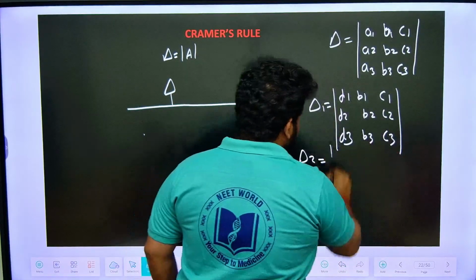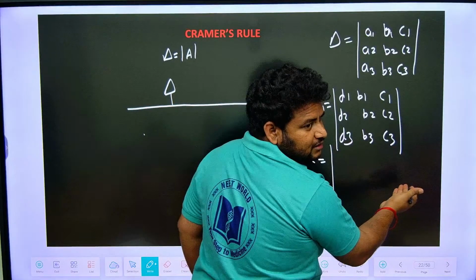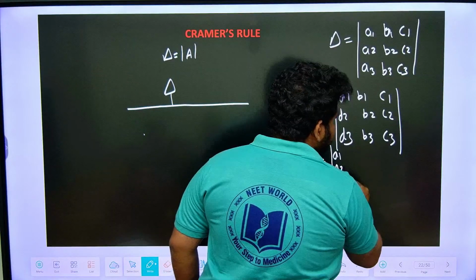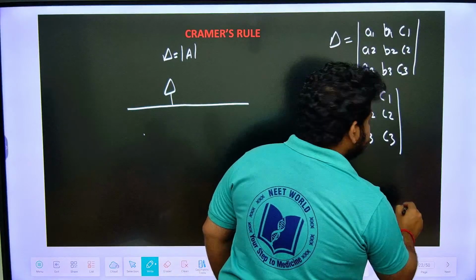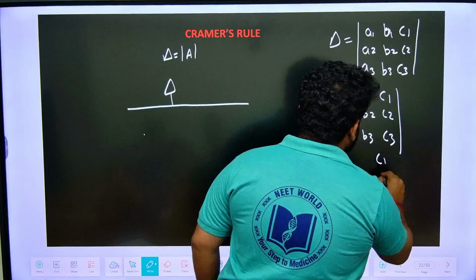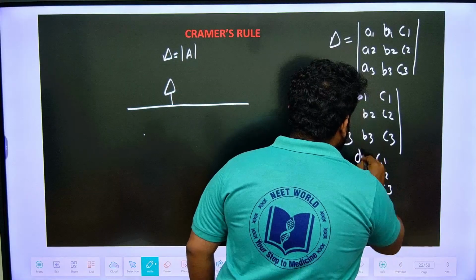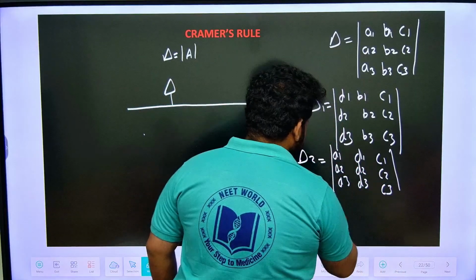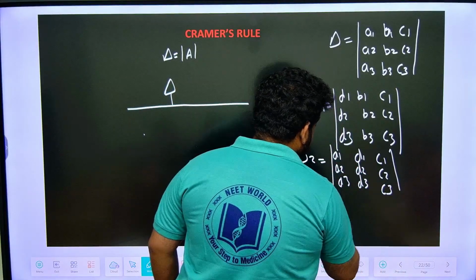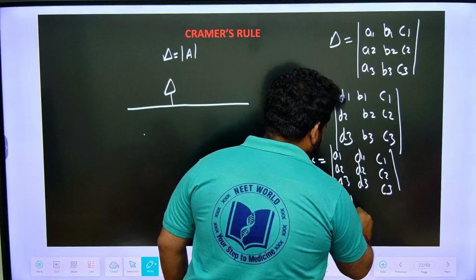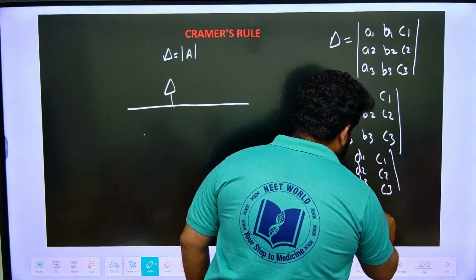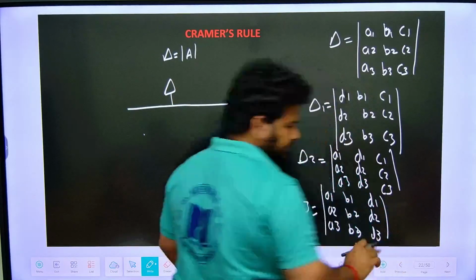Now, delta 2 is very simple. In the second column you write D1, D2, D3, and the other columns stay the same: A1, A2, A3 and C1, C2, C3. For delta 3, the third column is D1, D2, D3, with A1, A2, A3 and B1, B2, B3 as the other columns. This is delta 3. Now, have you understood how to find delta, delta 1, delta 2, delta 3?